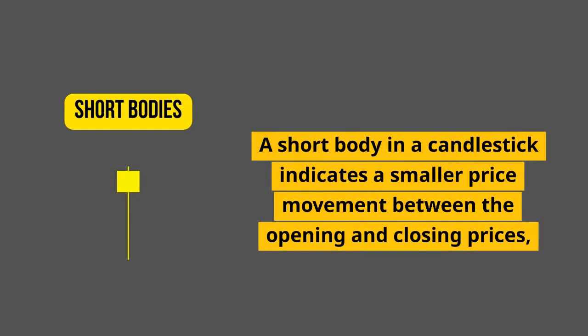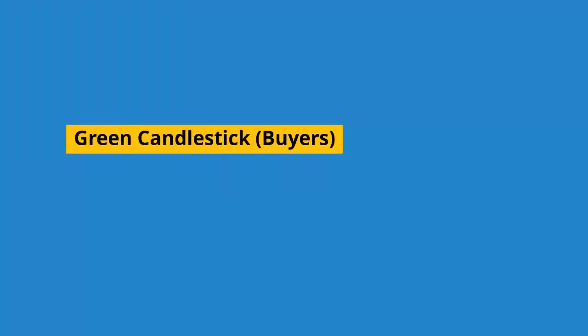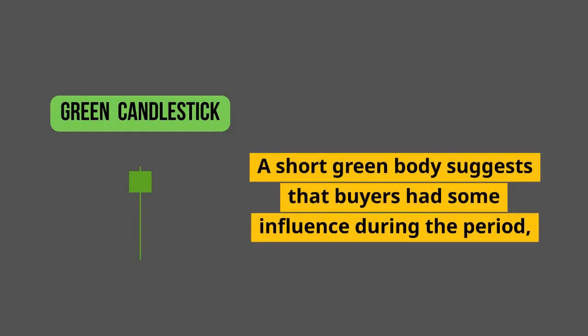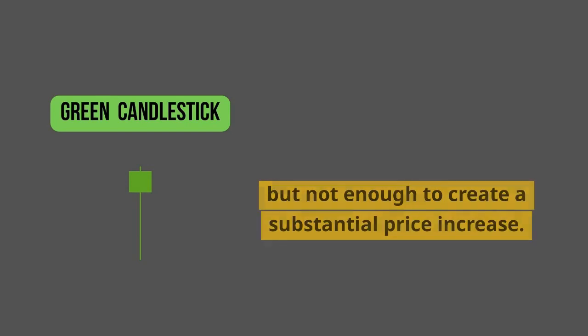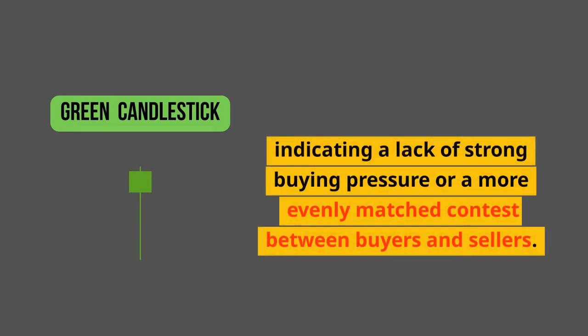Short body. A short body in a candlestick indicates a smaller price movement between the opening and closing prices, revealing weaker market sentiment or a more balanced tug-of-war between buyers and sellers. Green candlestick, buyers. A short green body suggests that buyers had some influence during the period, but not enough to create a substantial price increase. The closing price is only slightly higher than the opening price, indicating a lack of strong buying pressure or a more evenly matched contest between buyers and sellers.